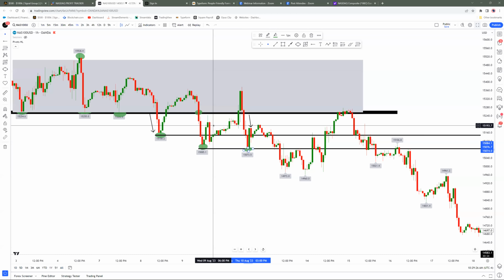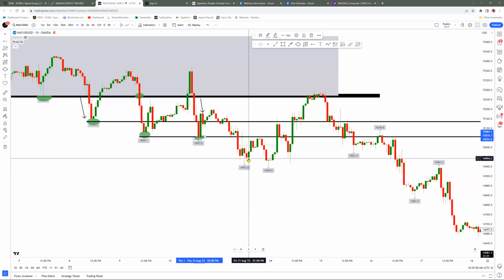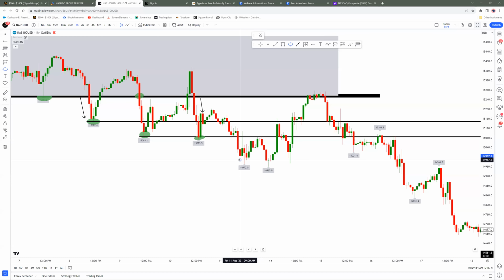Boom. TP1, TP2 hit, or TP2 hit, because I know in MetaTrader it only lets you have one TP. So TP2 hit, right? Then the next day, it trades out of session and does whatever it wants. This is coming into session right here, right? And price ends up dumping, making a new low. Yeah, this is all in session.